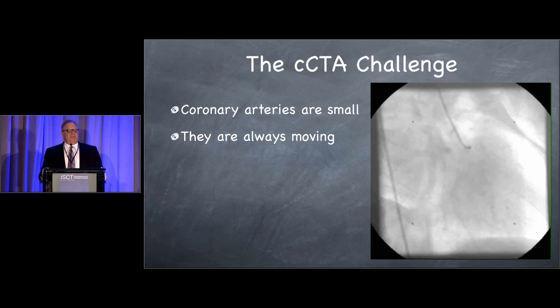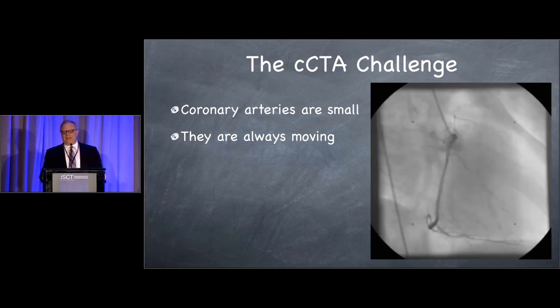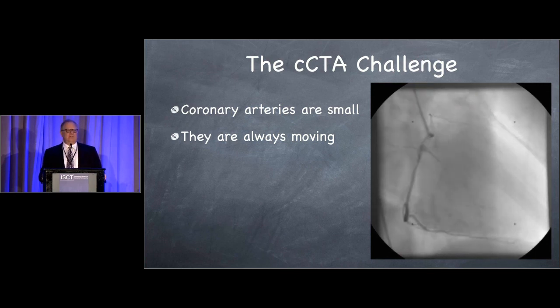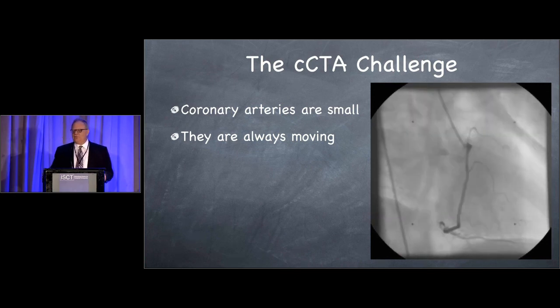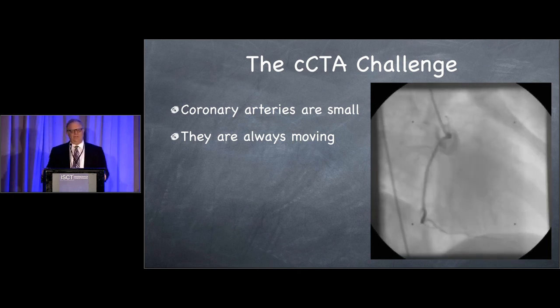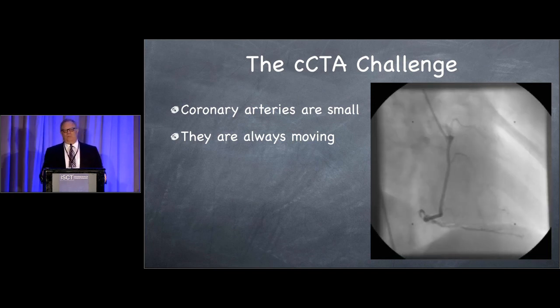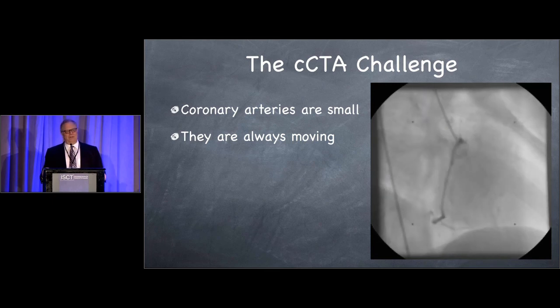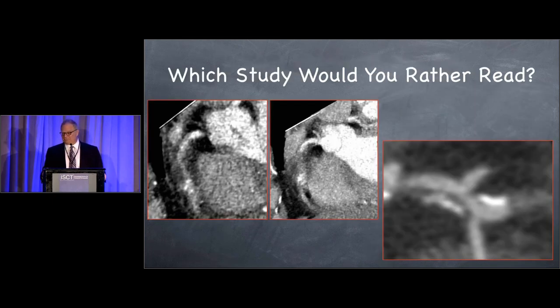The challenge of imaging the coronary arteries with CT is they are not very big and they are always moving. Here is a direct injection of the right coronary artery, and you can see just how much excursion occurs over the course of the cardiac period, which, when we're fortunate, is once a second or slower, but frequently is faster than that. And I would ask you, which study would you rather read?